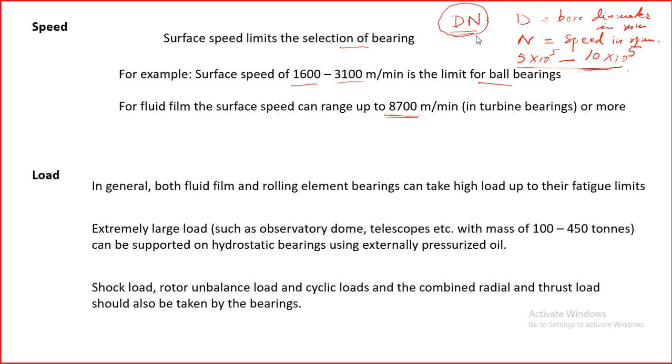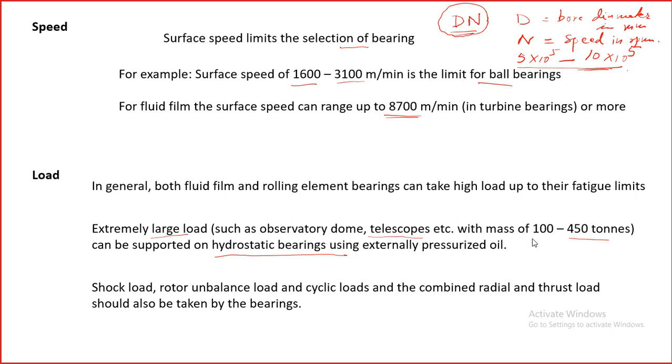So this dn number can be used. Then load, in general, both fluid film and rolling element bearings can take high load up to their fatigue limits. For extremely large loads, such as for observatory dome, telescopes, etc., the mass of 100 to 450 tons can be supported by hydrostatic bearings. So for extremely large load, we cannot use any other bearing but hydrostatic bearings. And the example is for telescopes.